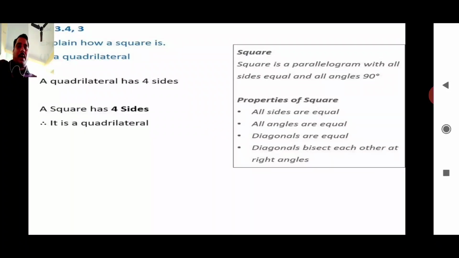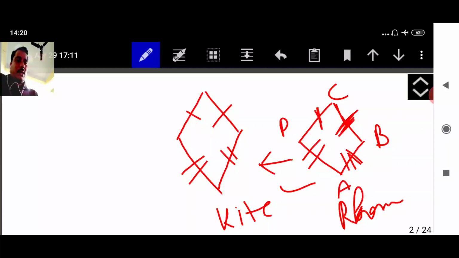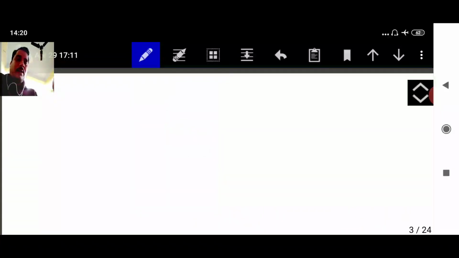explain how a square is a quadrilateral. A square is a quadrilateral. What is a square? A square is a quadrilateral in which all sides are equal, all angles are equal, all diagonals are equal, and diagonals bisect each other at right angles. So a square has four sides. How is a square a quadrilateral? Here the question is to explain how a square is a quadrilateral.